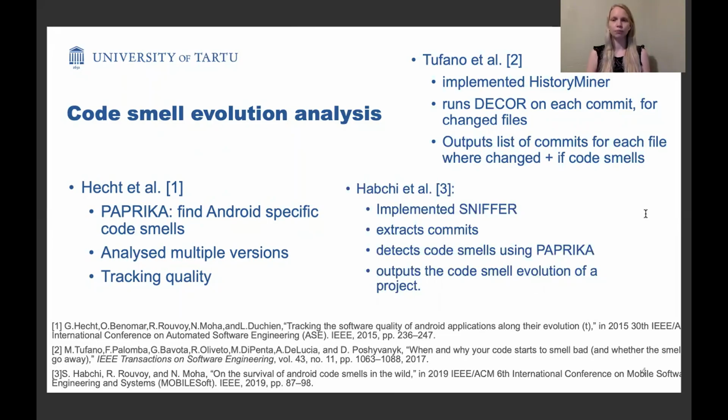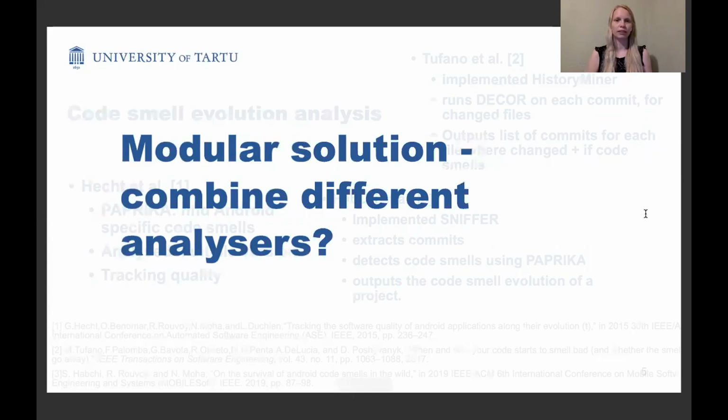All these tools output the information on code smells for each commit, but we felt like it might be more useful to have more information on the structure of the application and to be able to add additional analyzers and their analysis output to the structure of the applications. So we implemented a modular solution that can combine a lot of different analyzers.